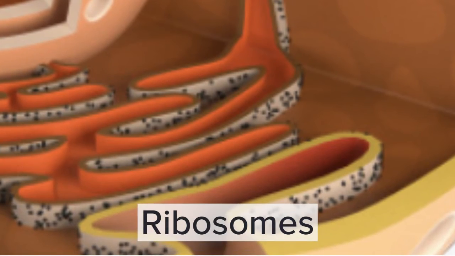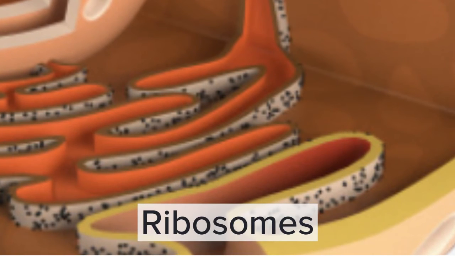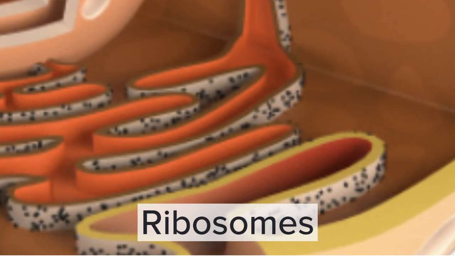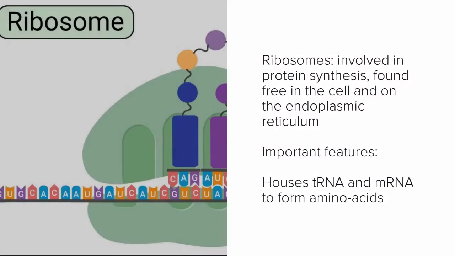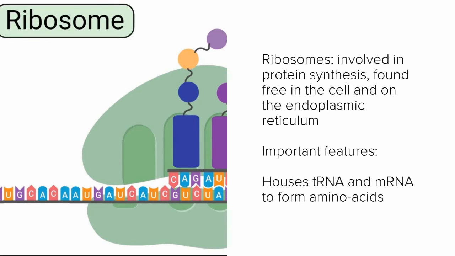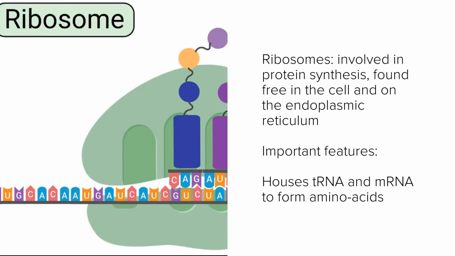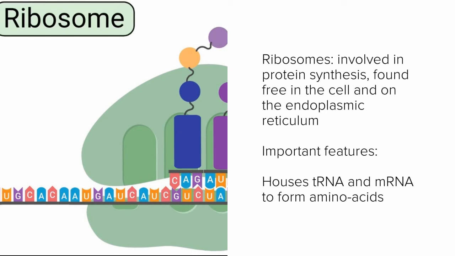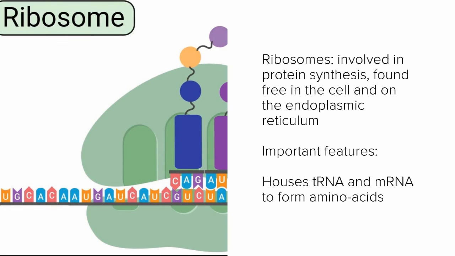And finally, we're going to look at ribosomes, which are not technically organelles, but they are a very important feature found within the animal cell. So ribosomes can be found freely within the cell, but they're also found on the endoplasmic reticulum, which you don't need to know much about. And they're really important in protein synthesis. They house the tRNA and mRNA, which go on to form amino acids. Amino acids are, of course, the building blocks of proteins.